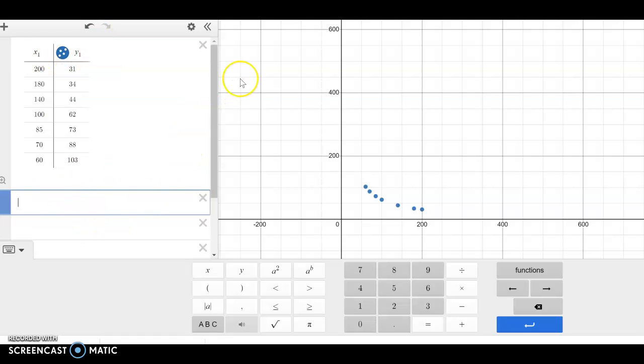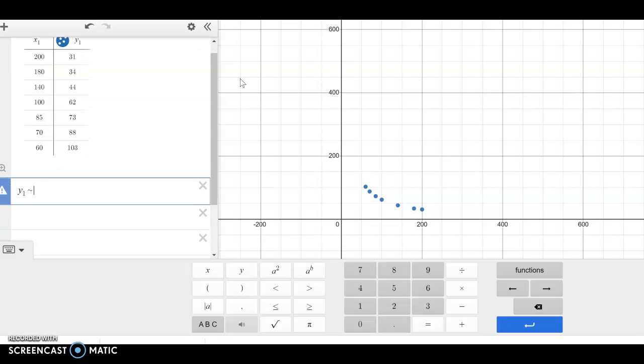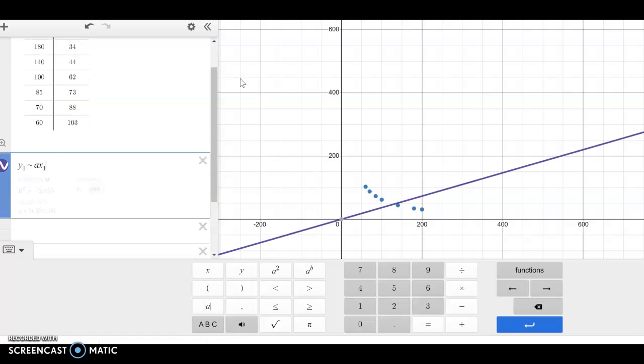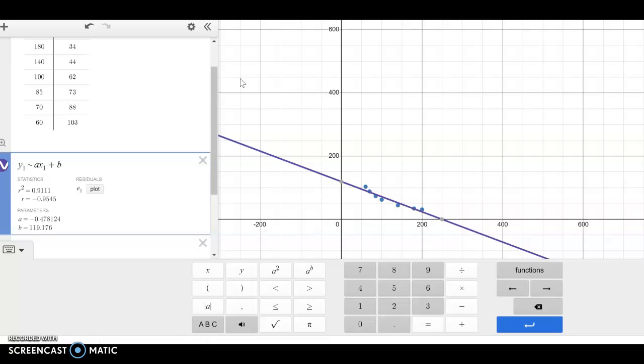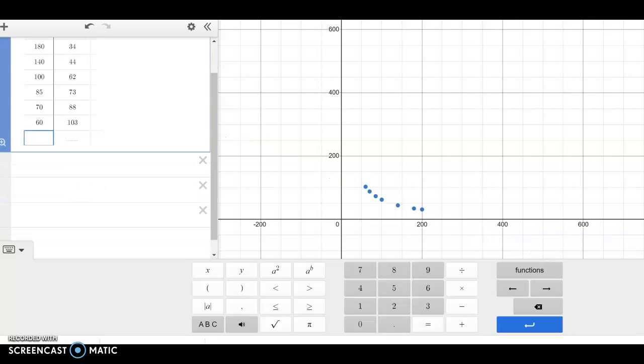So I could try y1 = a x1 + b, right? Well, that doesn't look like a great fit. Okay.